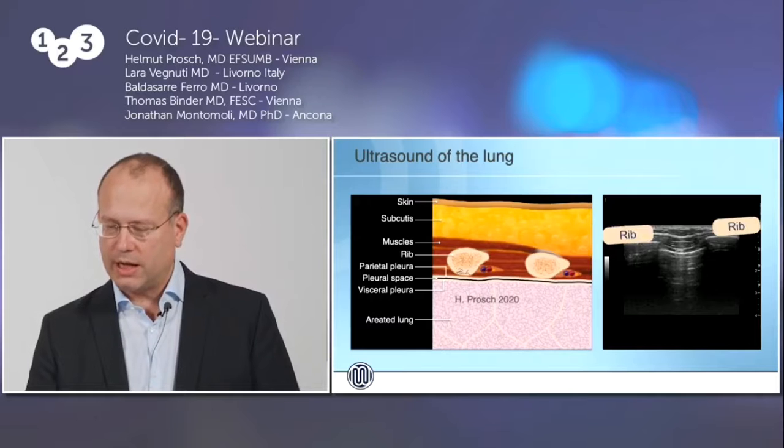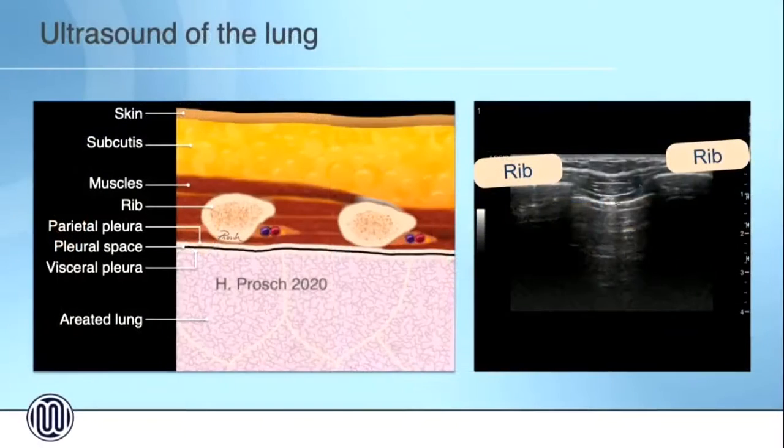This is an ultrasound of a healthy person. You see here the ribs, you see here the intercostal space, and you see here this hyperechoic line, and this hyperechoic line corresponds to the aerated lung. It's not the pleura itself, it's this border zone towards the aerated lung. The pleura itself is too thin to be visualized.